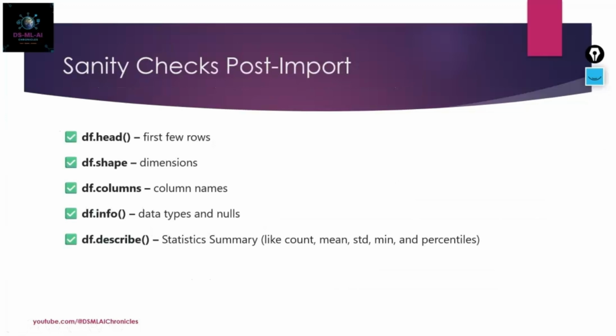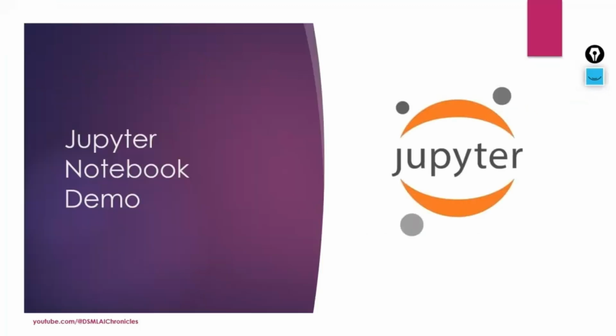After importing, to understand your dataset, you can use these commands: head, shape, columns, info and describe. Here df.head shows the first few rows, shape shows the dimensions of your dataset, df.columns shows column names, info shows the data types and nulls, and describe shows the statistical summary of your dataset. I will show you all this practically in our Jupyter notebook.